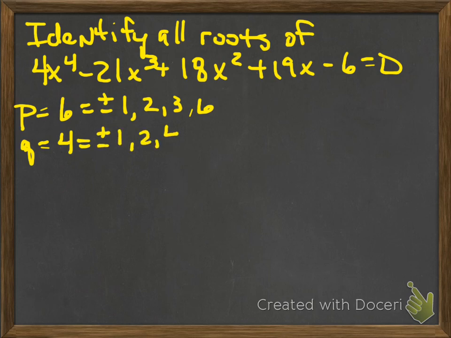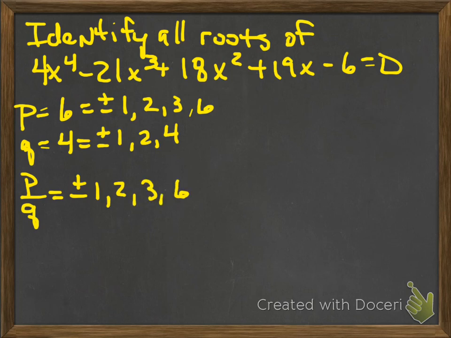Now, keep in mind here, what you're going to do is you're going to divide all the p's by all the q's. So the first one is all of those 1, 2, 3, and 6 divided by 1, which will just give us plus and minus 1, 2, 3, and 6. Then we're going to divide them all by 2. So 1 divided by 2 is 1/2. 2 divided by 2 is 1. I've already got that. I don't need to write it again.